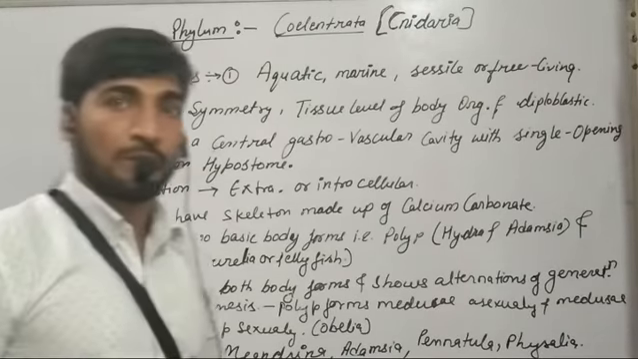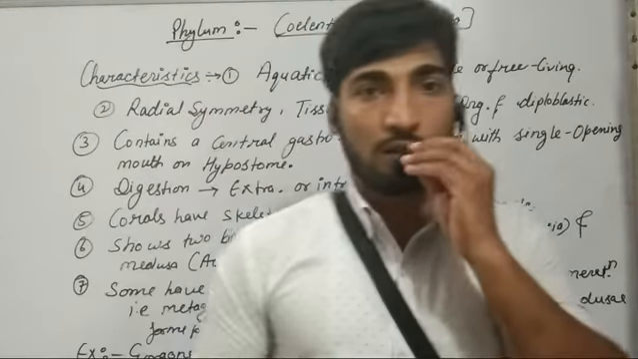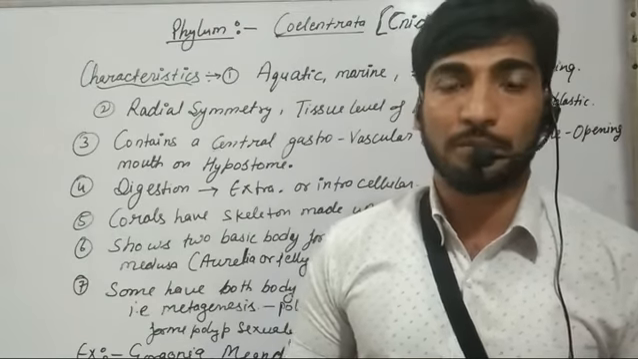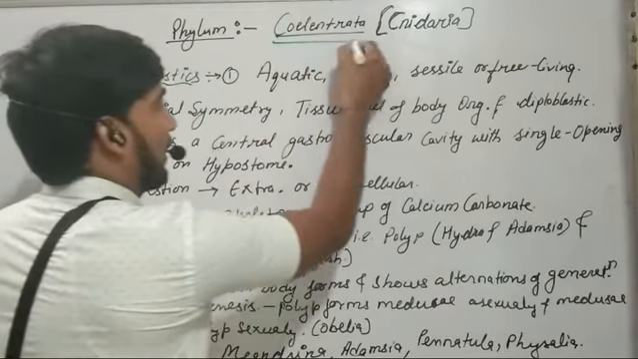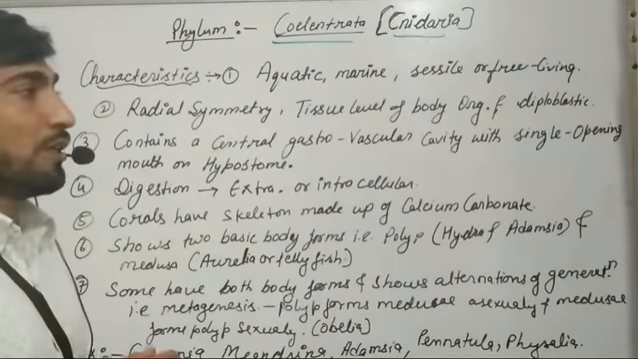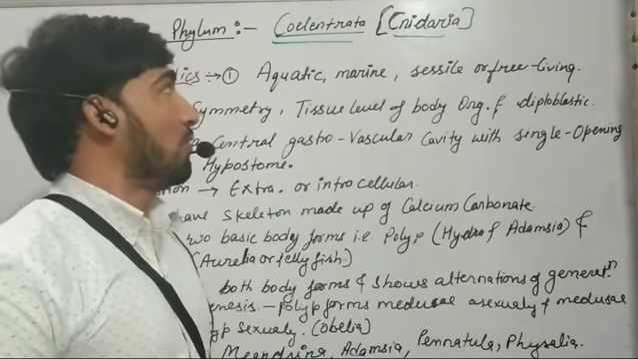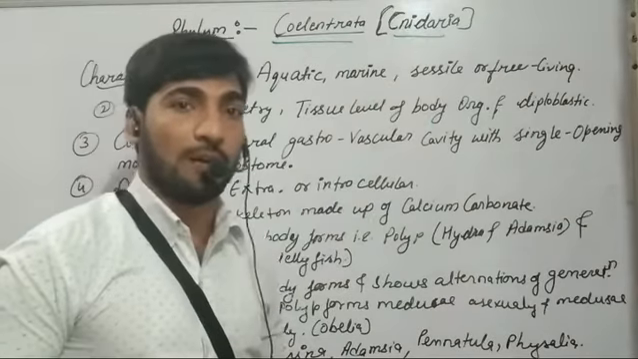Evening friends. So in this video we will be discussing the second phylum of our animal kingdom chapter, and our second phylum is the Coelenterata or Cnidaria. We will discuss the specific characteristics of the Coelenterata or Cnidaria phylum.